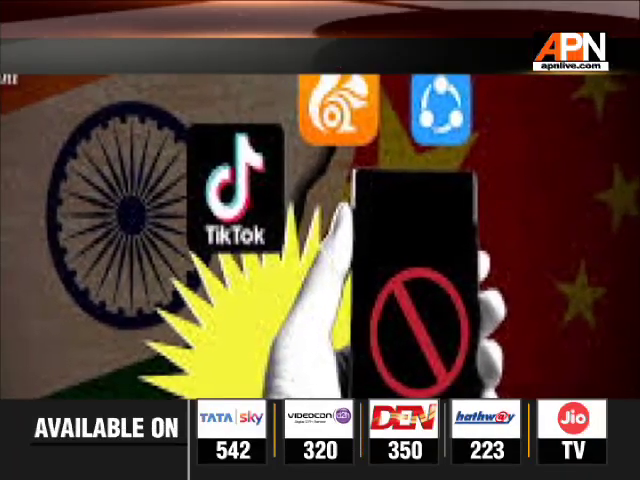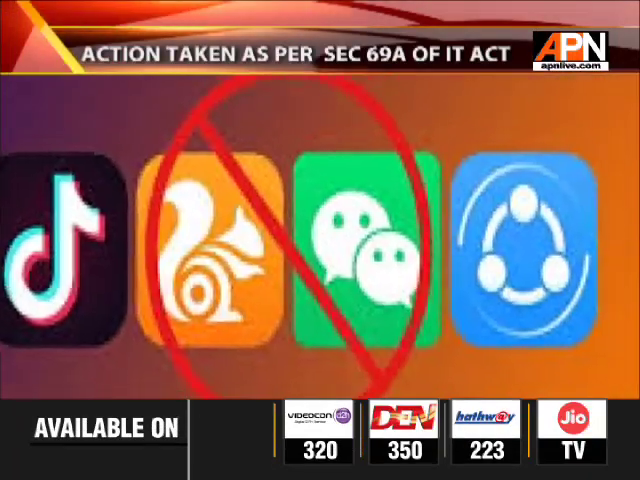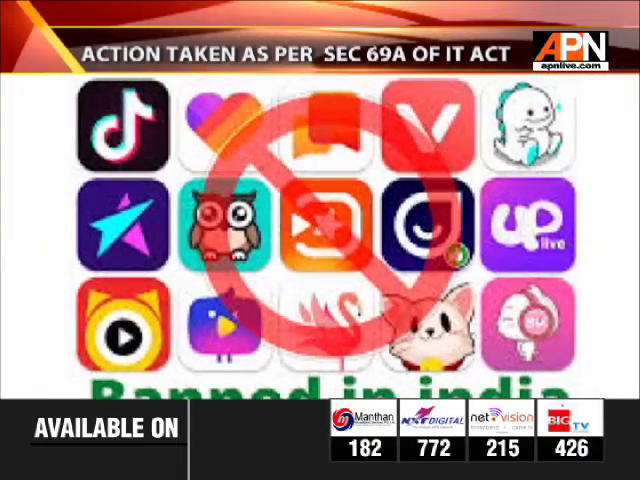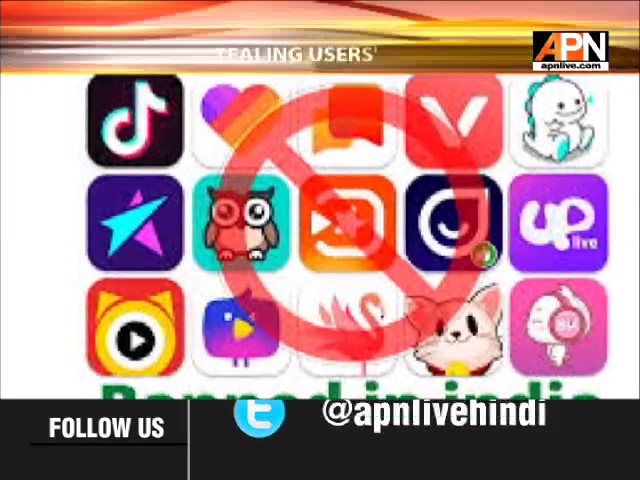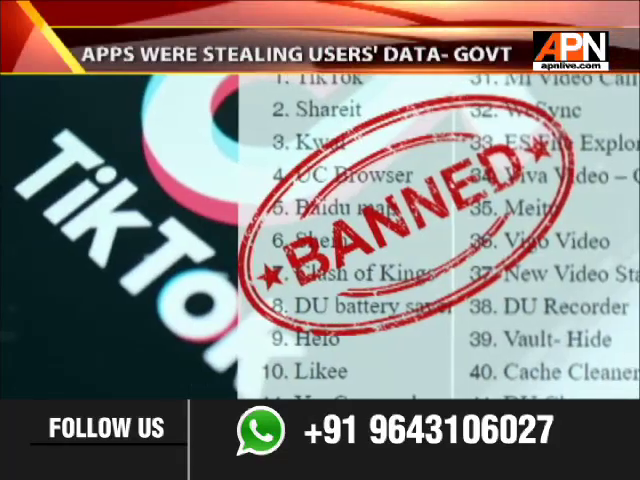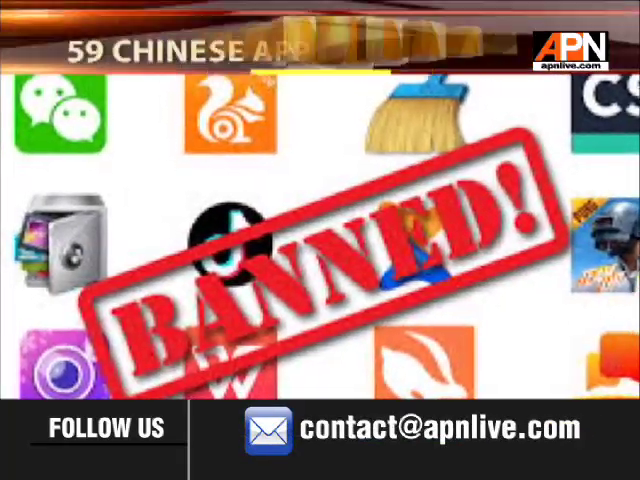Since this ultimately impinges upon the sovereignty and integrity of India, it is a matter of very deep and immediate concern which requires emergency measures, it said. The notification is expected to be followed by instructions to internet service providers to block these apps.